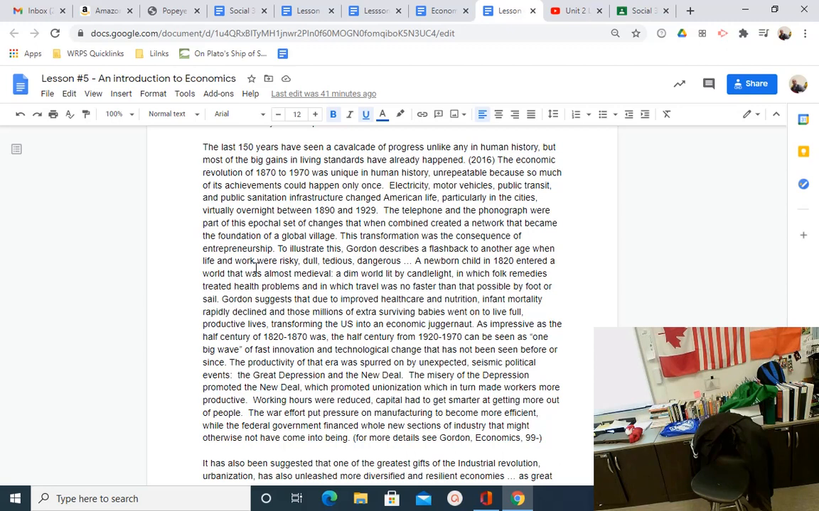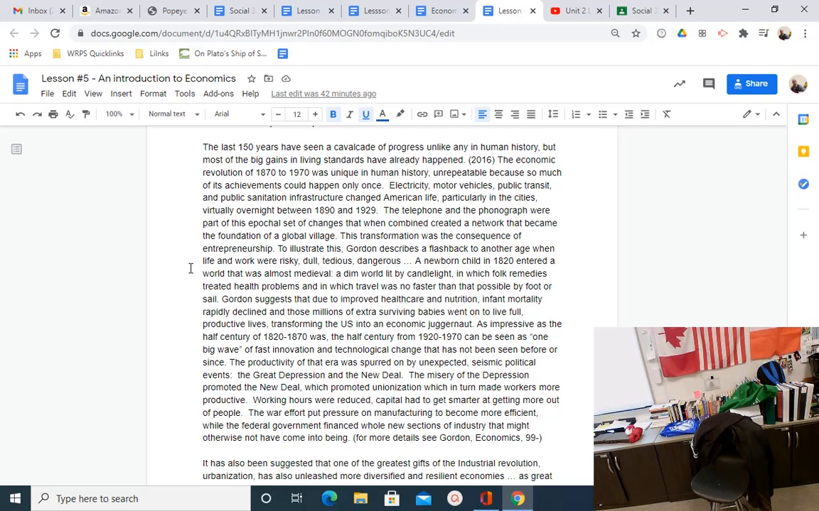To illustrate this, Gordon describes a flashback to another age when life and work were risky, dull, tedious, and dangerous. A newborn child in 1820 entered a world that was almost medieval, a dim world lit by candlelight, in which folk remedies treated health problems, and in which travel was no faster than that possible by foot or sail. Gordon suggests that due to improved health care and nutrition, infant mortality rapidly declined, and those millions of extra surviving babies went on to live full, productive lives, transforming the United States into an economic juggernaut.